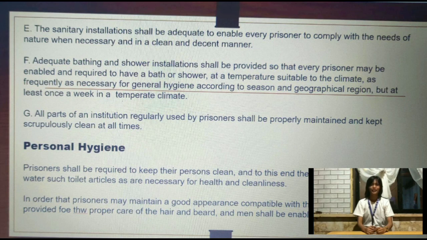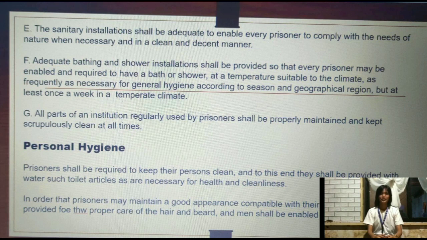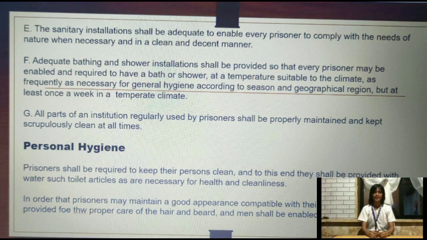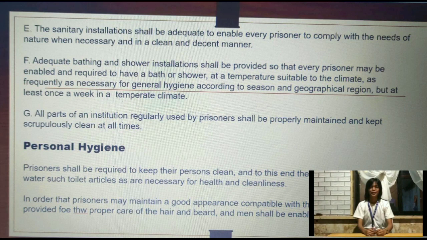G. All parts of an institution regularly used by prisoners shall be properly maintained and kept scrupulously clean at all times. Lastly, those accommodations or areas I have mentioned earlier, such as the rooms, dorms, areas where prisoners do work, comfort rooms, and bathing areas shall be cleaned at all times. The cleaning actually depends on the management, but commonly the prisoners themselves, being scheduled or assigned, are the ones to clean the aforementioned areas in the institutions.